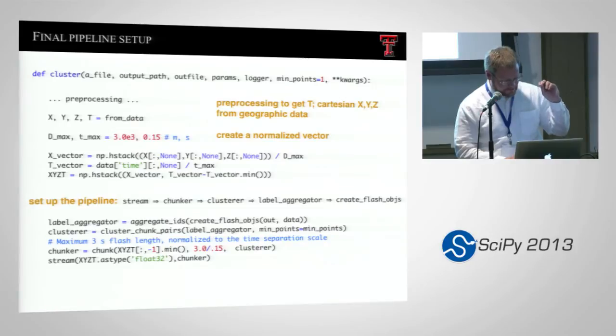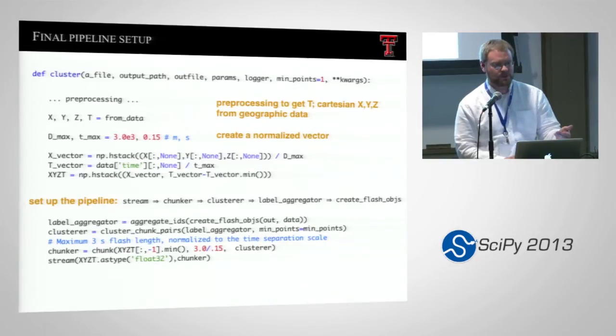And then I set up this pipeline, and you notice that when you set up one of these coroutine-based pipelines, you actually set it up in reverse order. So you set up the endpoint first, and then you work your way backward, and the last line there is the stream thing that sends data to the chunker.